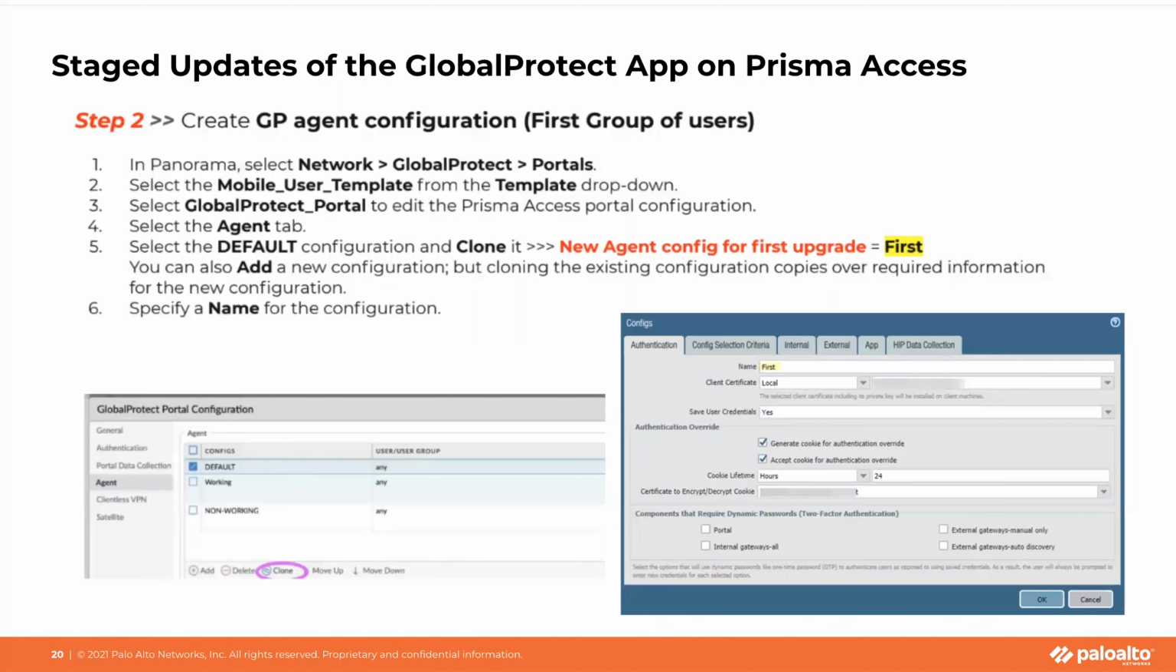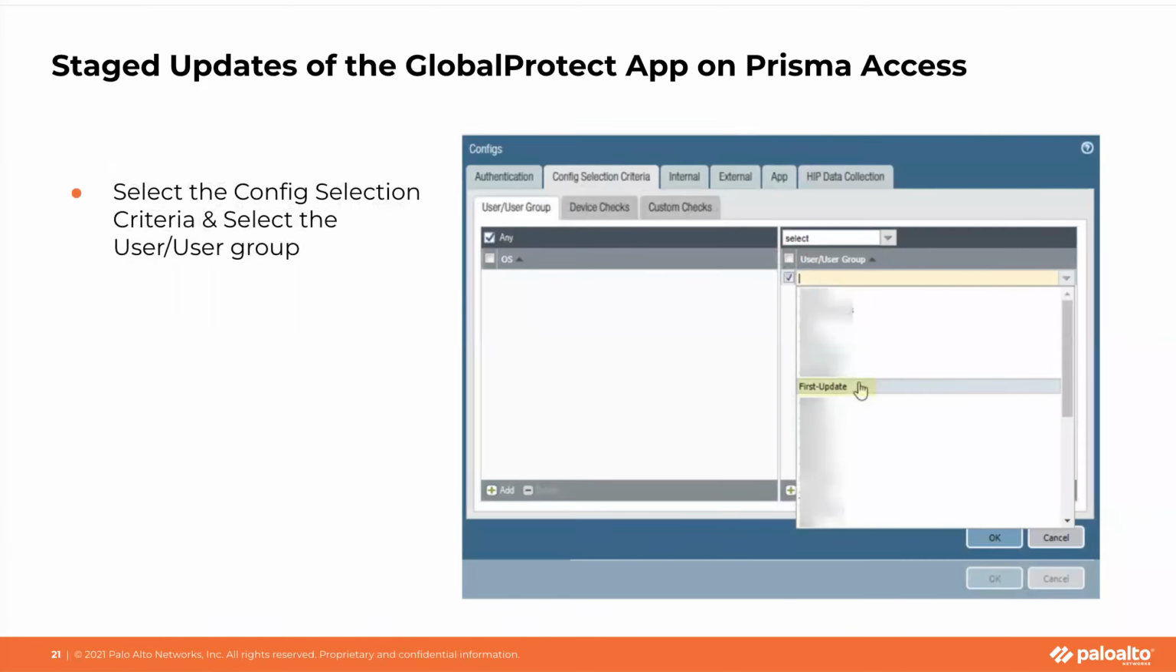Then you can add all this configuration here, a new agent configuration for the first upgrade. You can also add a new configuration, but cloning the existing configuration is the easiest way to do it, and you can give it any name you want. Then go to the config selection criteria. From here, you can select the user or user group that you have already created, or that already exists.